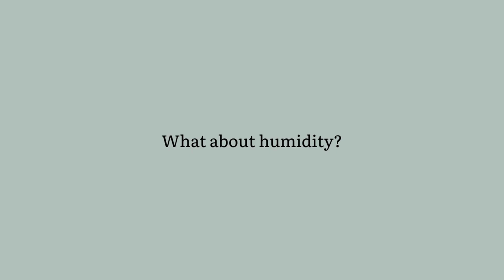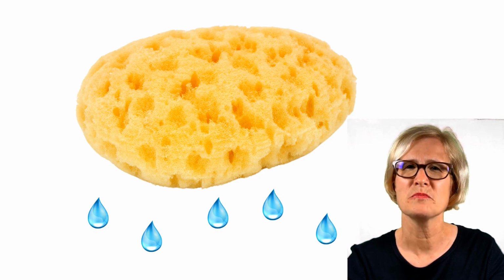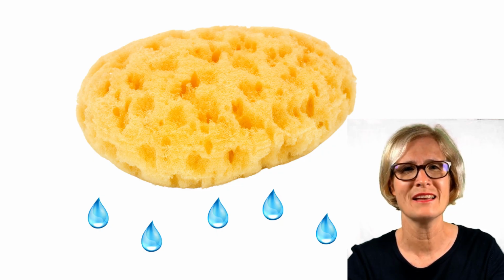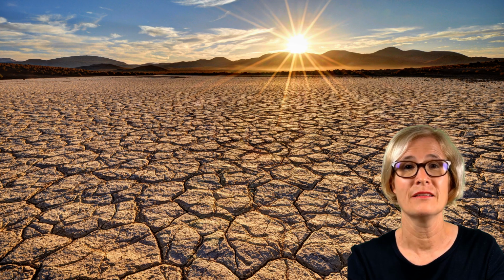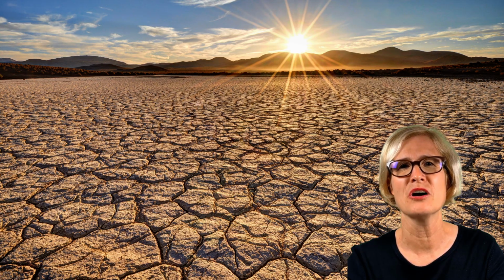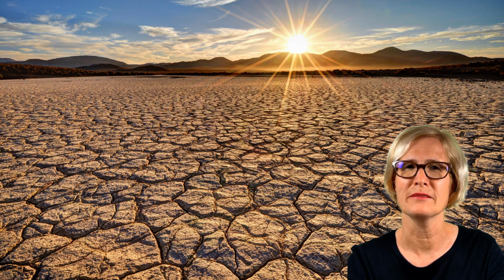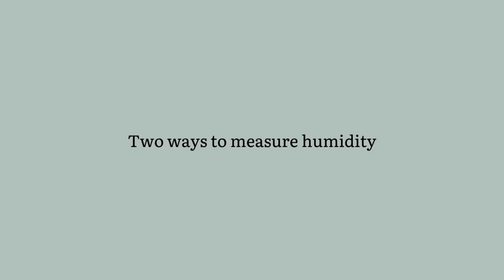But what about humidity? What exactly is it? Well, humidity is the amount of water vapor or moisture in the air. Imagine the air around you as a sponge. When the sponge holds a lot of water, it feels wet and heavy. Similarly, when the air has a lot of water vapor, we say the humidity is high. On the other hand, when there isn't much water vapor in the air, the humidity is low and the air feels dry. Now, two common ways to measure humidity are as follows.